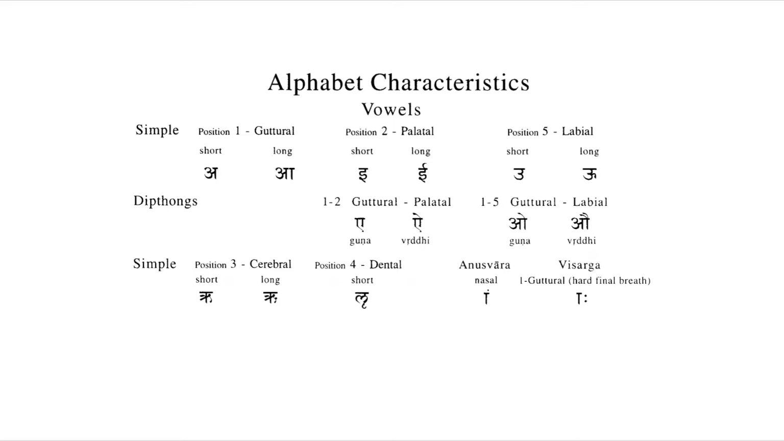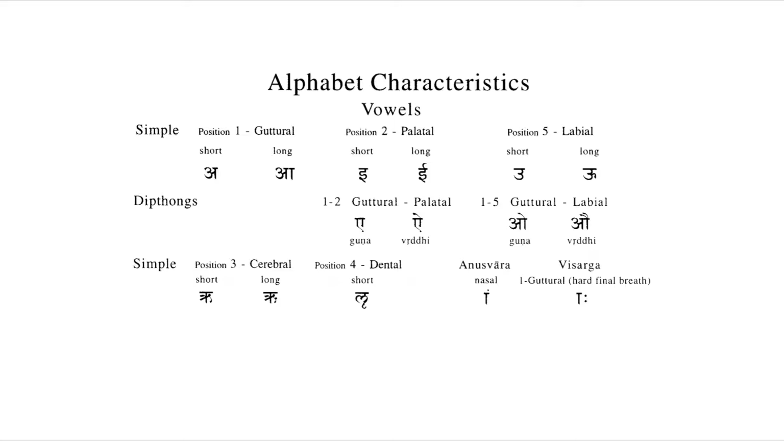Alphabet characteristics. Simple vowels. Positions 1, 2, and 5. Short and long. A, ah, i, ee, u, oo. Line 3. The simple vowels at position 3. Short and long. Ri, ree. The simple vowel sound at position 4, dental, short.